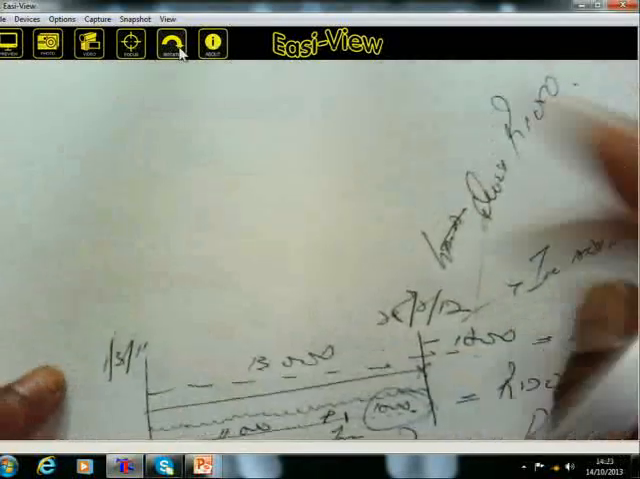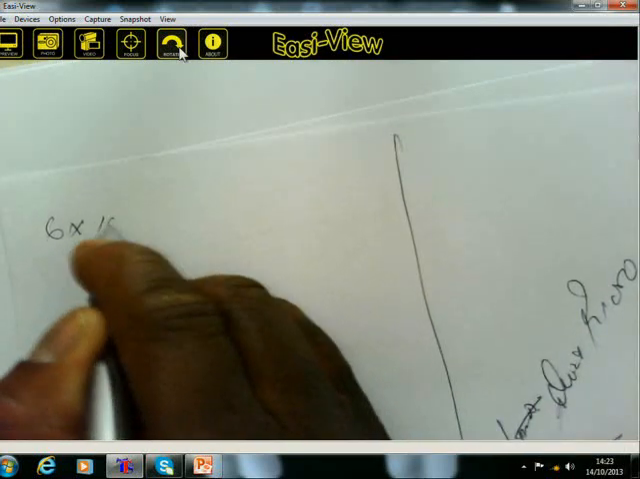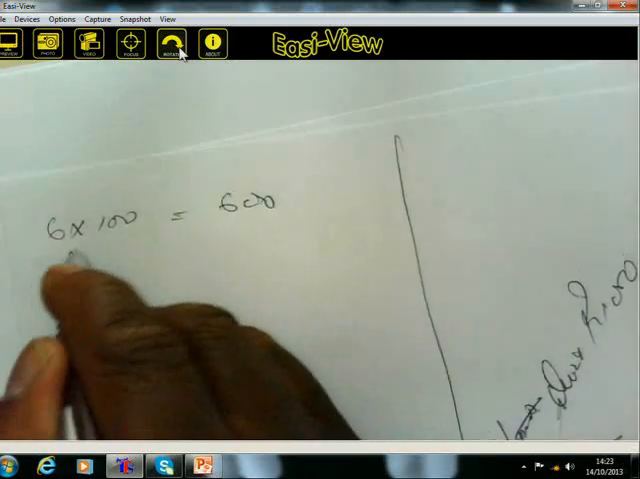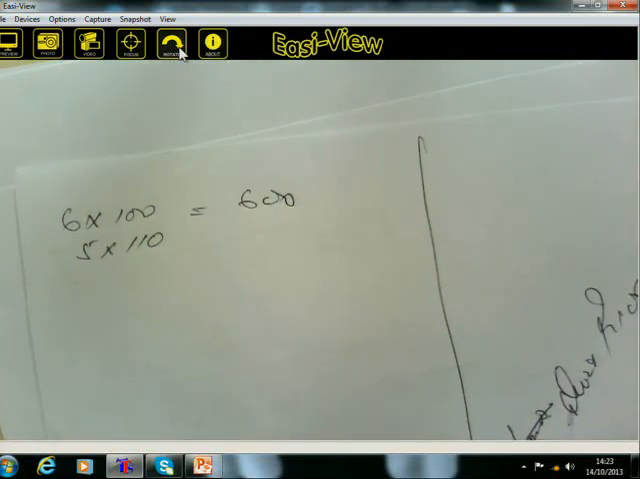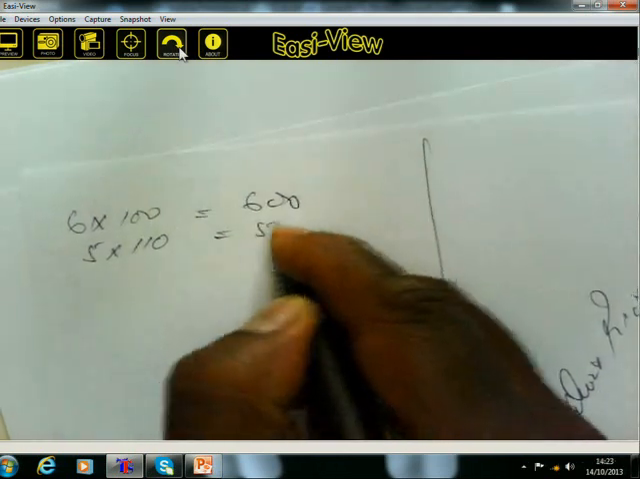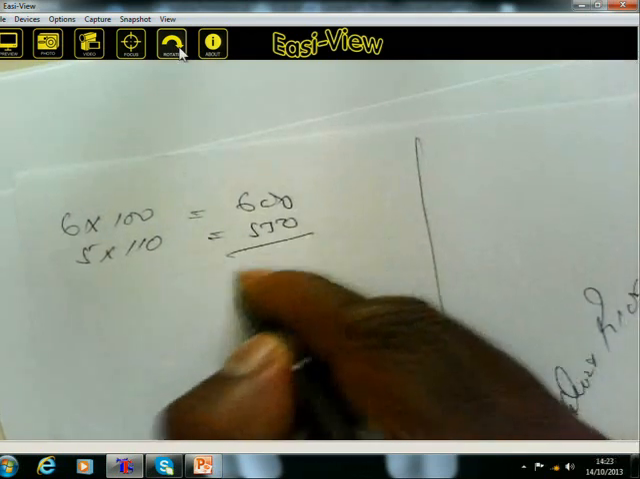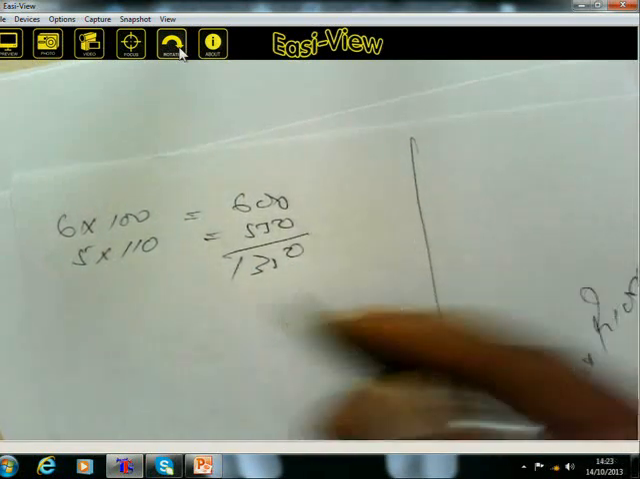Alternatively, you can do it this way. For the first 6 months, it was 100, which gives us 600. For the last 5 months, it was increased by 10%, which gives us 110. It's 100 plus 10, 110, which gives 550. And then the sum thereof is 1350.